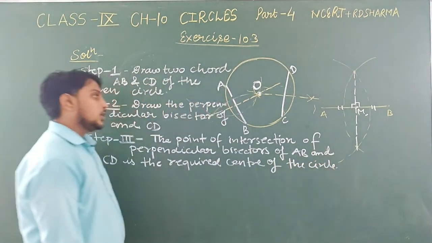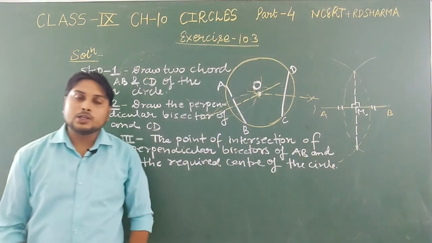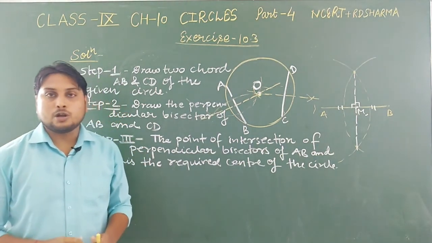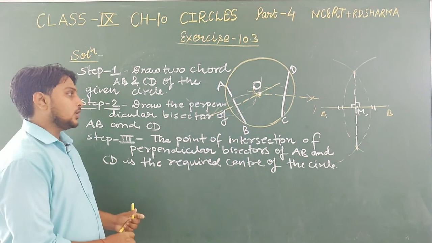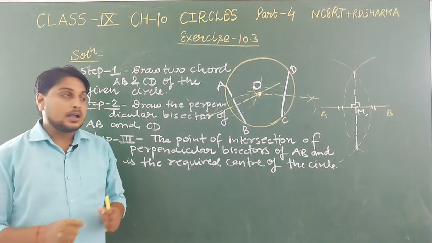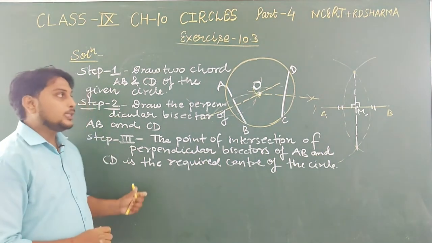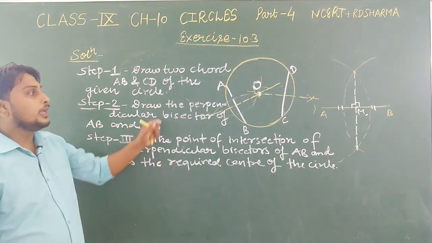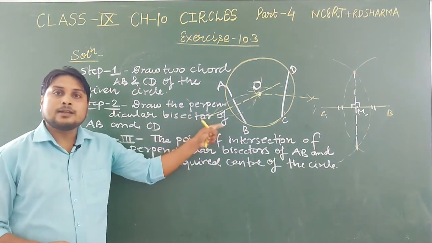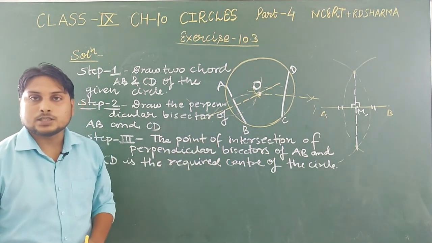Students, the method is very easy. Only what you have to do is draw two chords of the circle. After that, you have to draw the perpendicular bisectors of these chords, and wherever they intersect each other, that point will be the center of the circle.